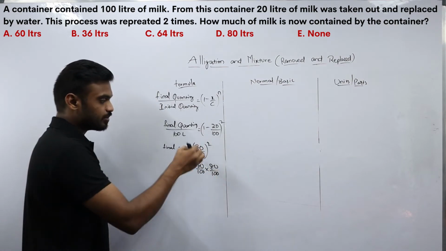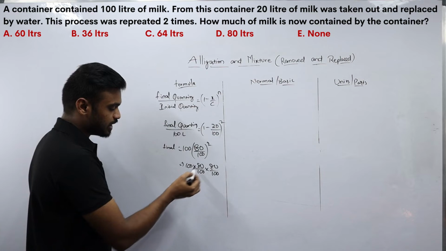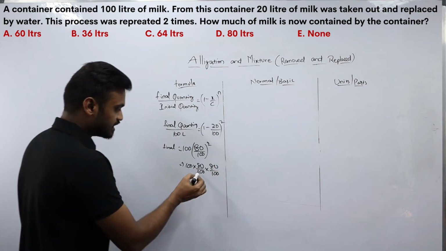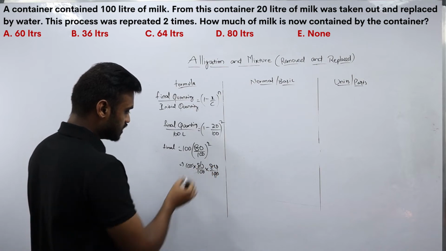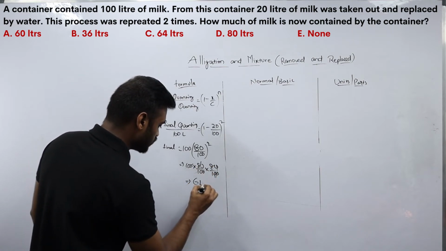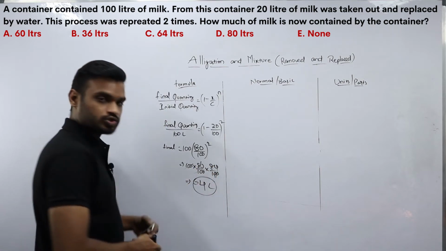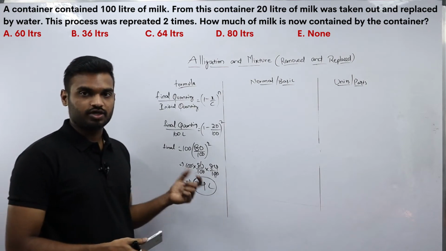I am writing this (80 by 100) whole square, equal to 80 by 100 into 80 by 100. Now I am cancelling this 100 and also the zeros. So I will get 8 eights are 64 liters of milk. So in the final quantity there are 64 liters of milk.